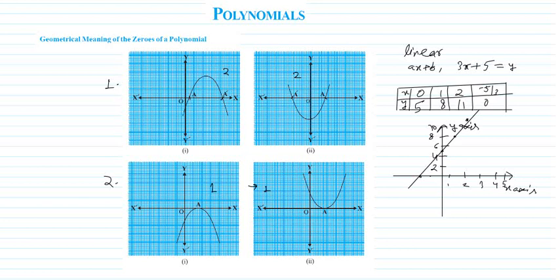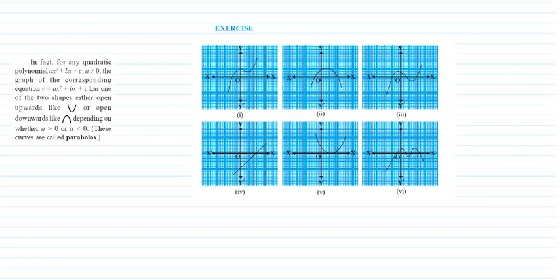Whether it will open upward or open downward will depend upon the value of a. And what is a? The a is the coefficient of x square, as we have already discussed in the quadratic equation. That is the same a.